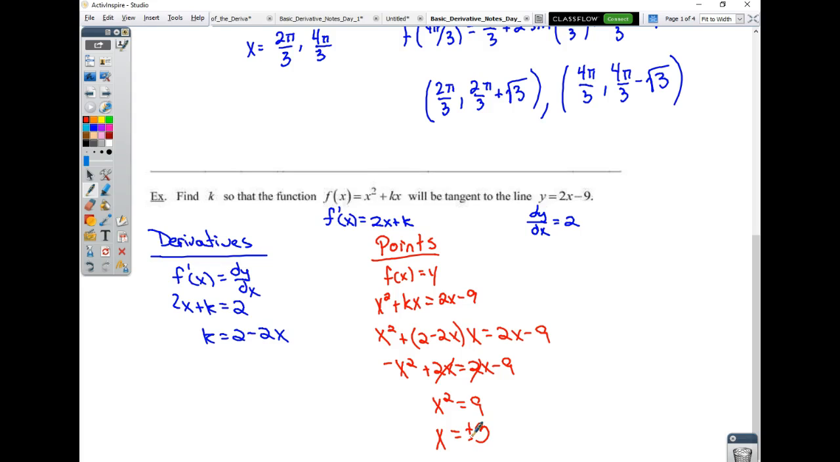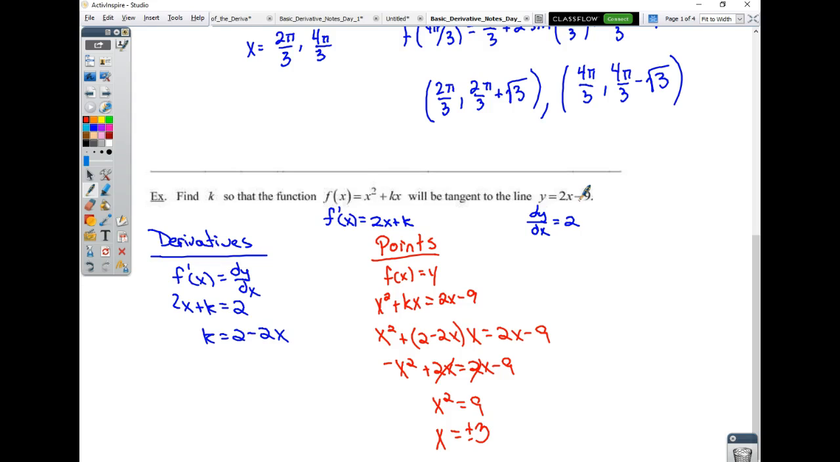So what I did here is I set this function equal to this function. Because remember, for a line to be tangent with each other, I said this will be tangent to this line, right? So if they're tangent, what does that mean? That means they share exactly one point. And if they're tangent, the derivatives need to be equal to each other.